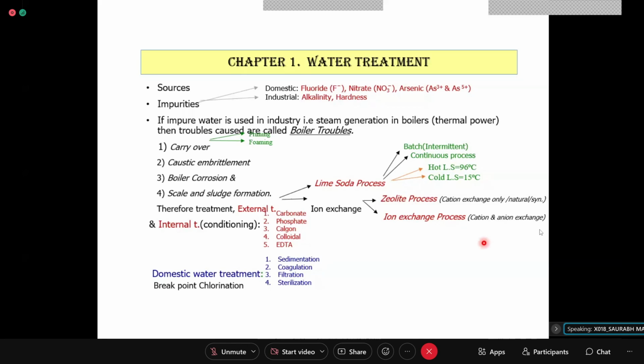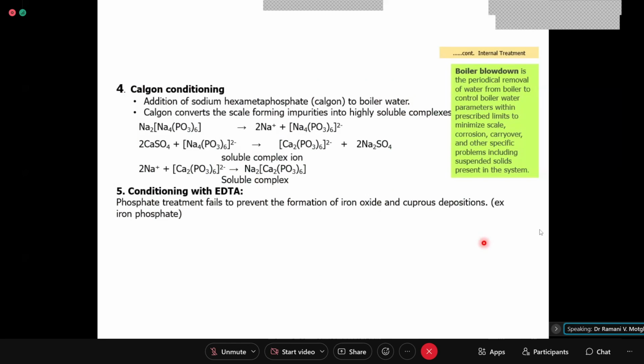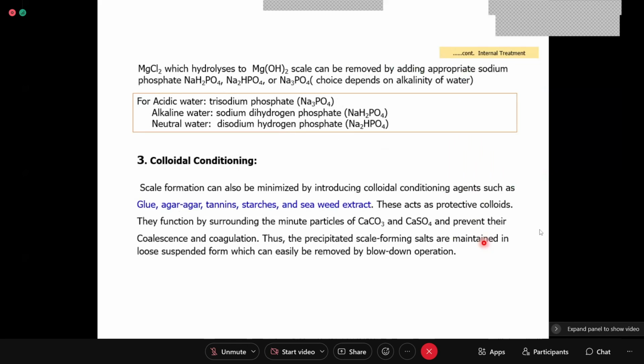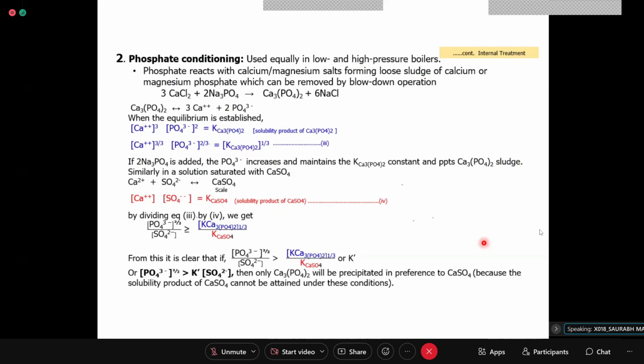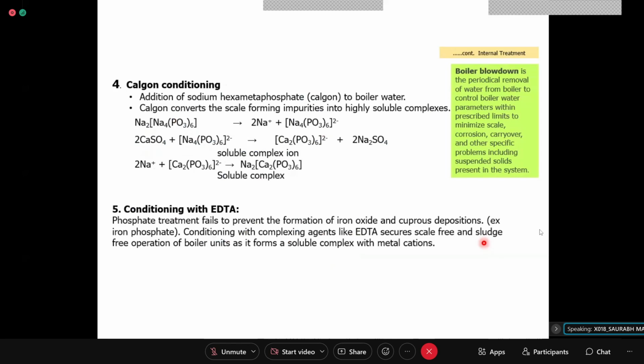Ma'am, can you show the previous slides from the starting? Can we get the PDF of the slides from the start? No, this is the theory PDF, the theory book is there. Read from the book.